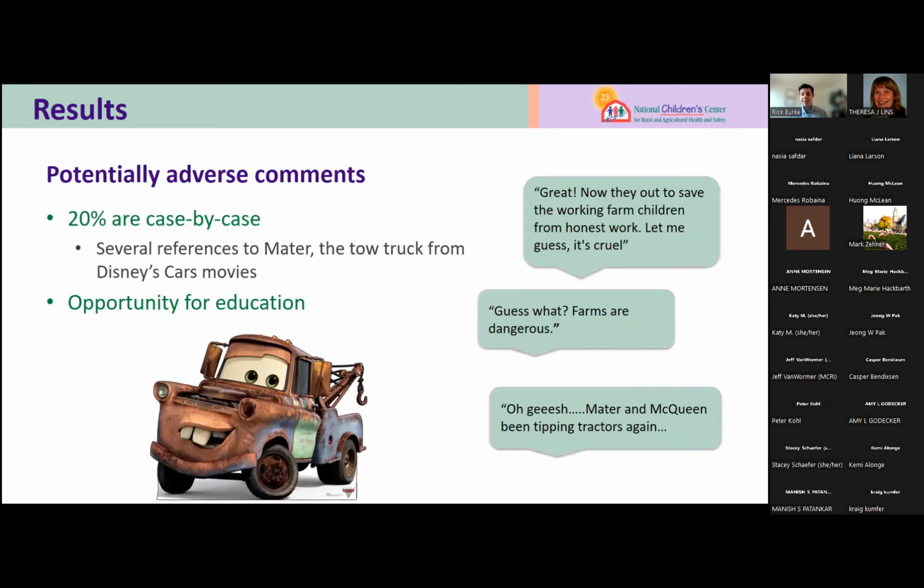Now, about 20% of these comments were a bit case by case. Some of them, it really depends on whether or not you wanted to leave them or not, if you felt they were potentially dangerous or at least misinformation. We had on the tractor overturn image a lot of references to Mater from Disney's Cars series. I haven't personally seen it, but a lot of people commenting on him going tipping tractors again. And so we saw this as an opportunity for education with these people, so that we can share a bit more about what our mission and goal is for our center and ag health and safety.